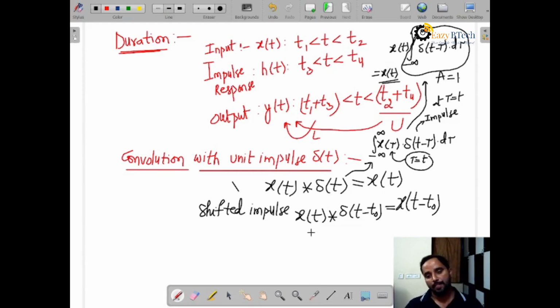In the same way, we get x of t convolution del of t minus t naught is equal to x of t minus t naught. So very, very important: convolution with the unit impulse.